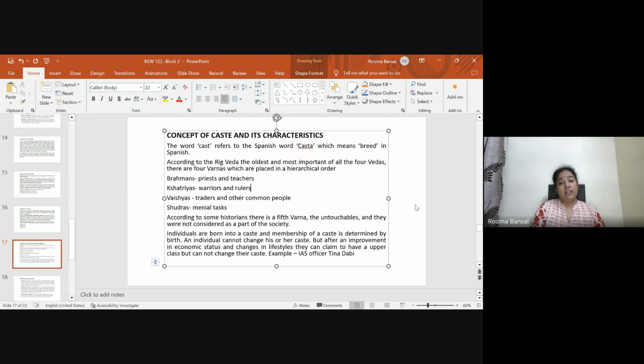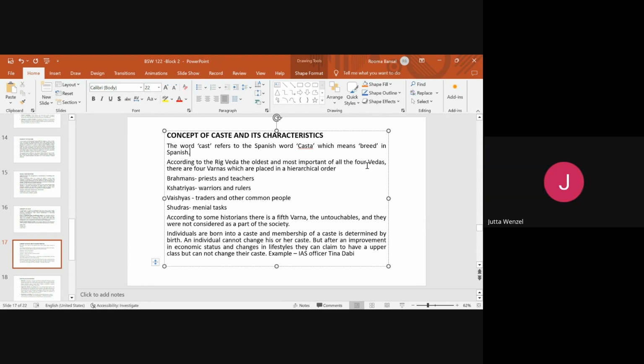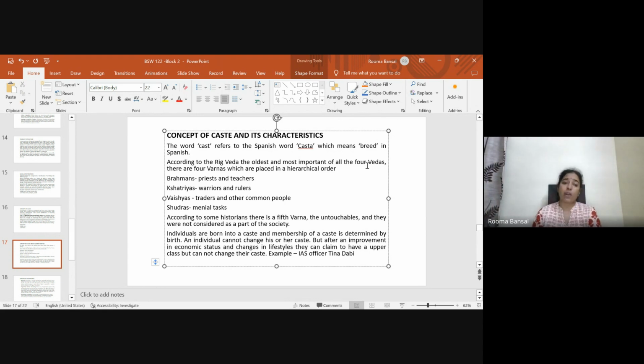Here, after an improvement in economic status or change in lifestyle, they can claim that they have an upper class lifestyle, but they cannot change their caste. Same is the case with so many government officers, so many politicians. They have good properties, good wealth, very good financial condition, but they cannot change their caste.